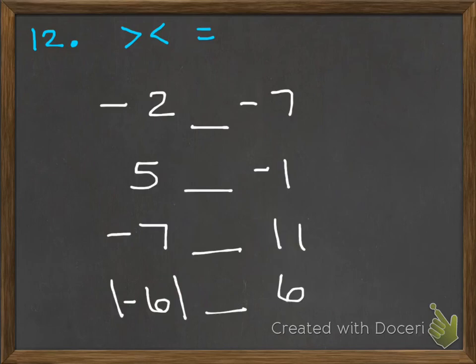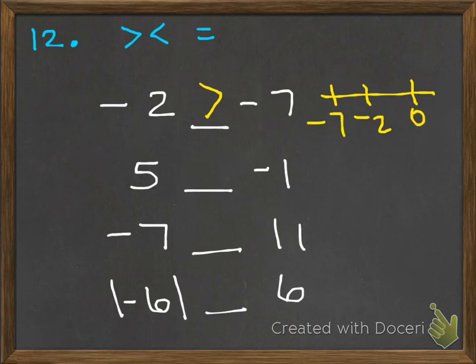So the following example problems are listed here. So if you have -2 and -7, you have to mark which one is greater than, less than, or equal to. So -2 is actually going to be greater than -7. And you need to think of it like this. This is 0, this is -2, and this is -7. So -7 is farthest away from 0. That's how we know that it's less than.